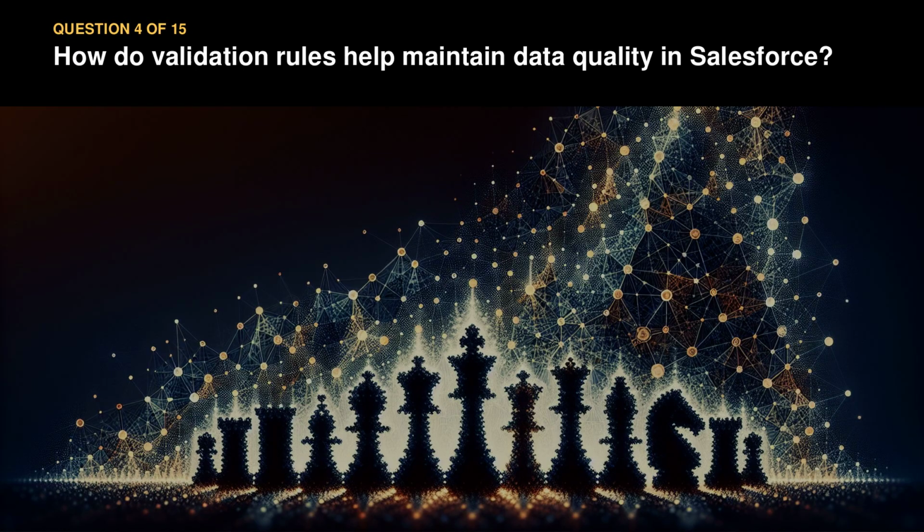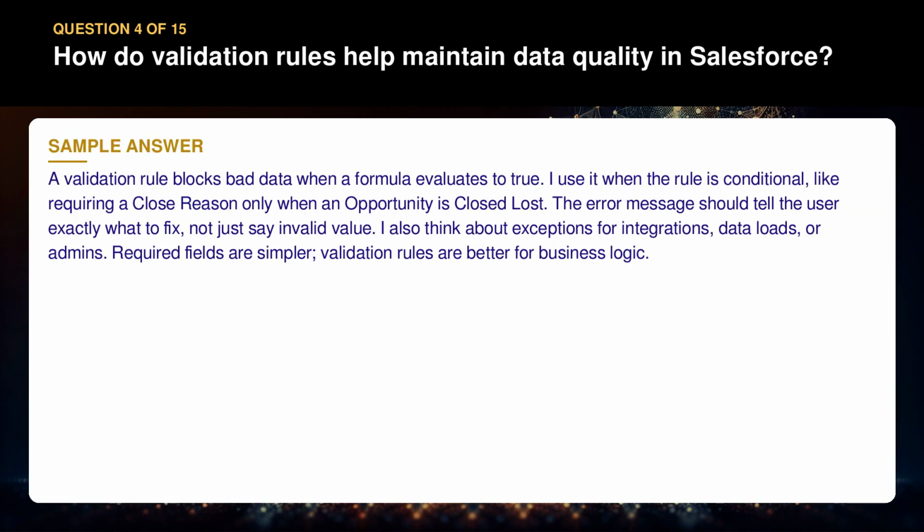Question 4. How do validation rules help maintain data quality in Salesforce? A validation rule blocks bad data when a formula evaluates to true. I use it when the rule is conditional, like requiring a close reason only when an opportunity is closed lost. The error message should tell the user exactly what to fix, not just say invalid value. I also think about exceptions for integrations, data loads, or admins. Required fields are simpler. Validation rules are better for business logic.